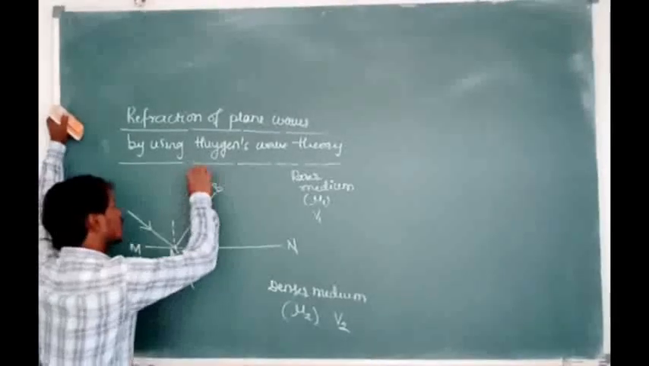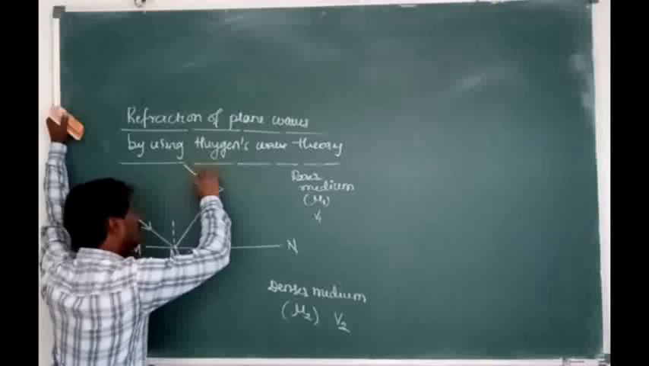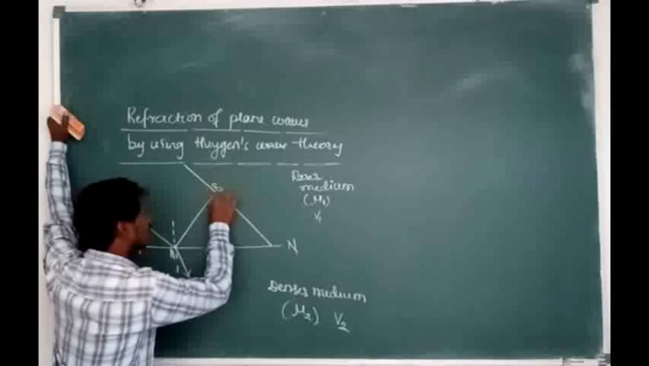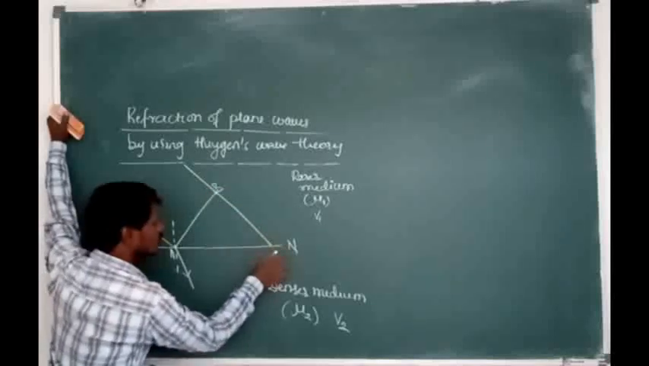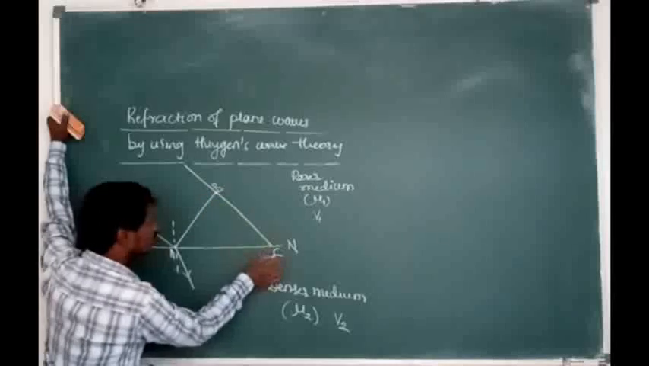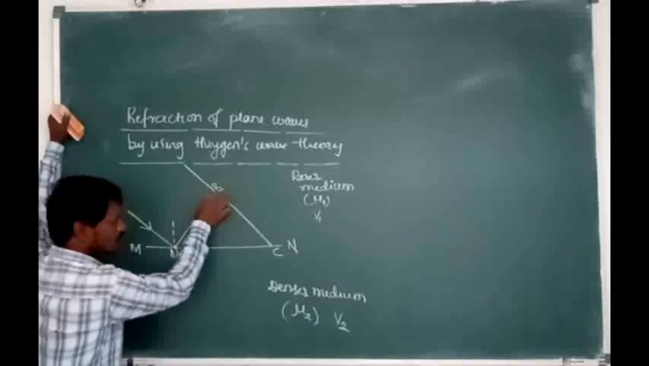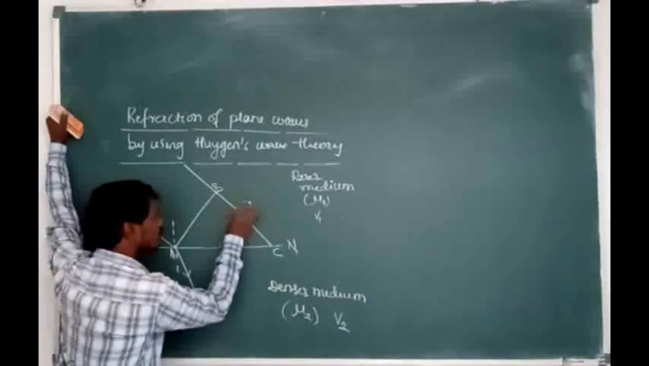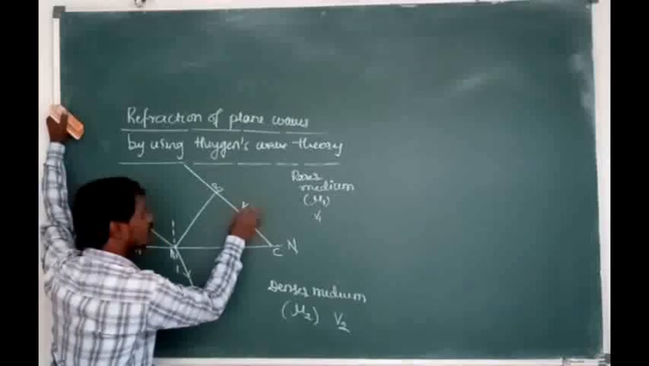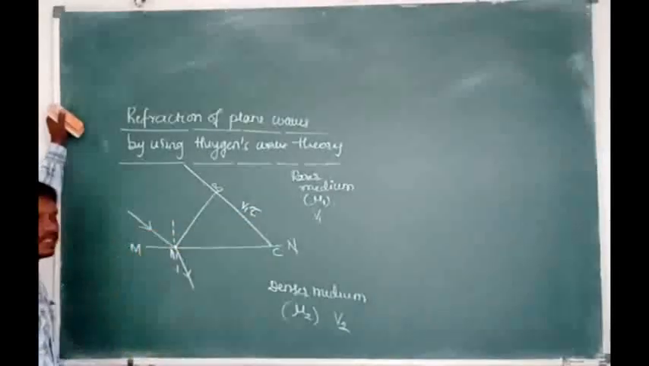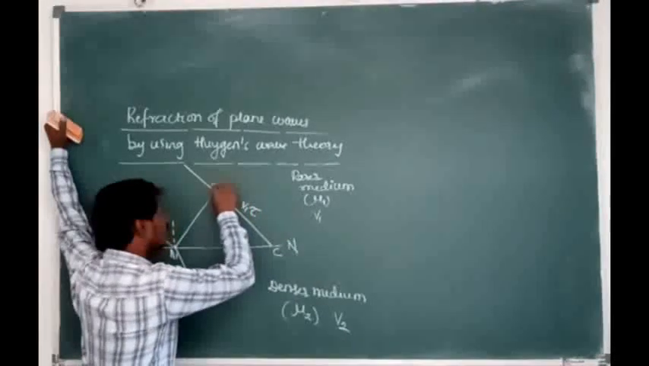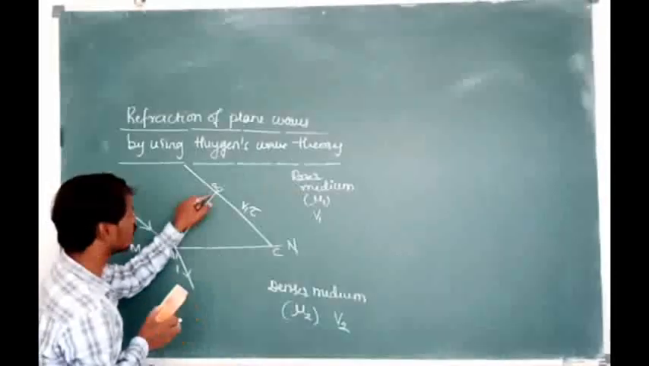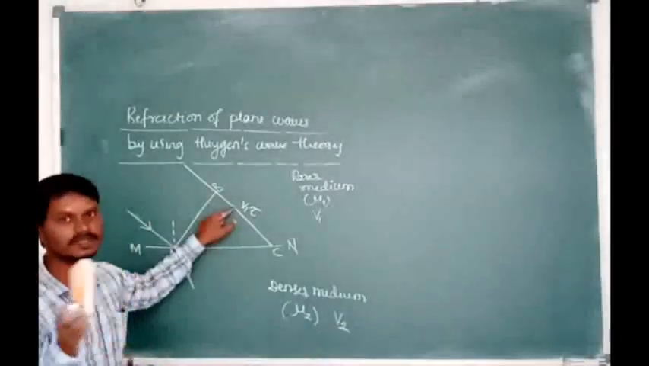So the secondary wavelet travels from B to C in the time tau. What is the distance traveled by the secondary wavelet from B to C? That is v1 into tau, because the speed of light in the rarer medium is v1. Here the distance is traveled in the rarer medium only.